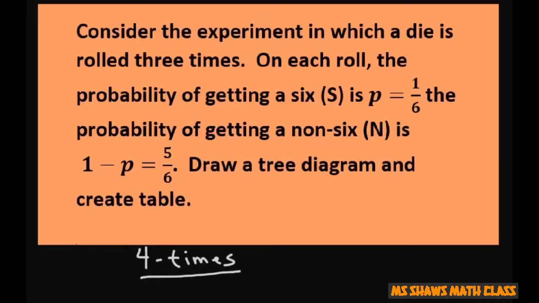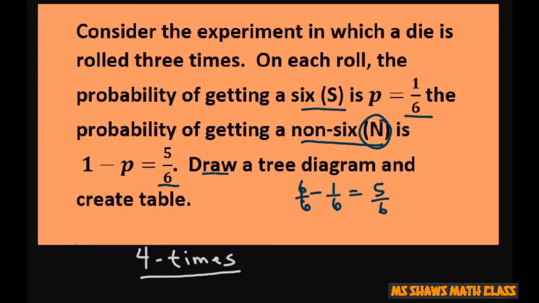Everyone, we're going to consider the experiment in which a die is rolled 3 times. On each roll, the probability of getting a 6, which we're going to call S, is 1/6. And so the probability of getting anything that's not a 6, so that's going to be N, is going to be 5/6. So basically 1 minus 1/6. Or you could call this 6/6, which gives you the 5/6.